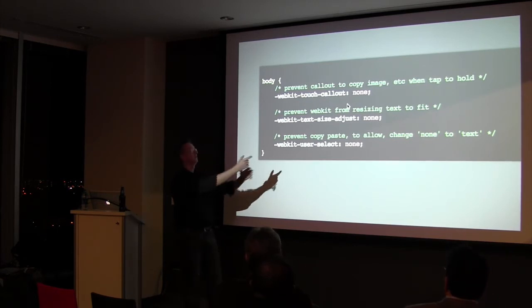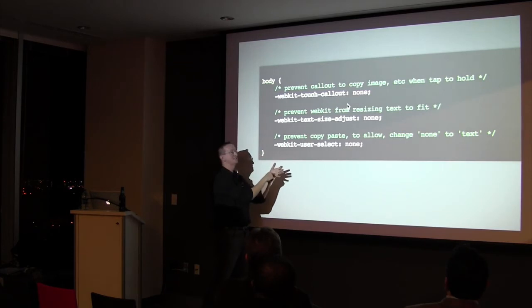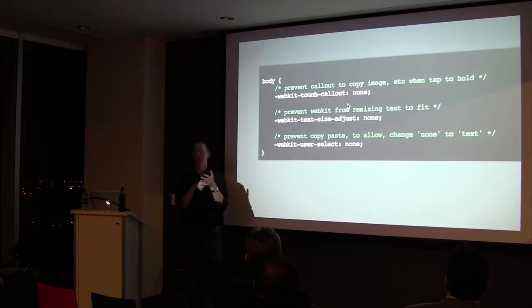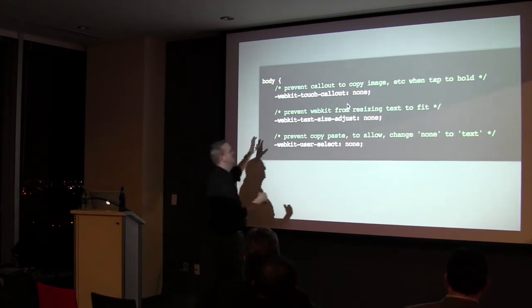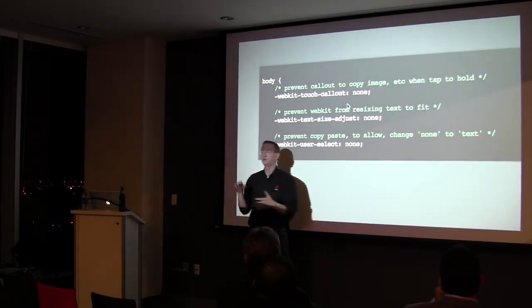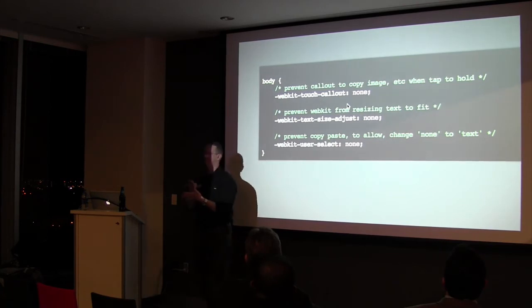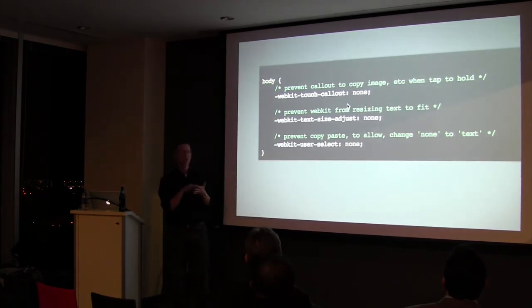disable two parts. There's text to be selectable and also the callout. So when you tap on something and it says, what do you want to do? Cut, copy, or paste this. By adding these CSS styles, you can get rid of that, and so that when you touch something, unless you've actually explicitly made it selectable, the user can't select text from your user interface.